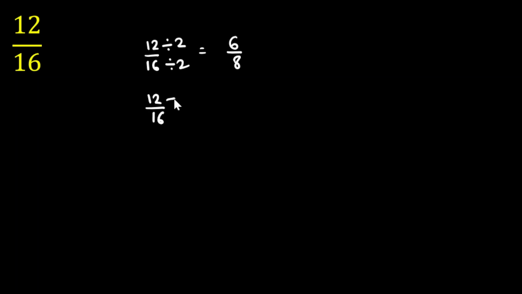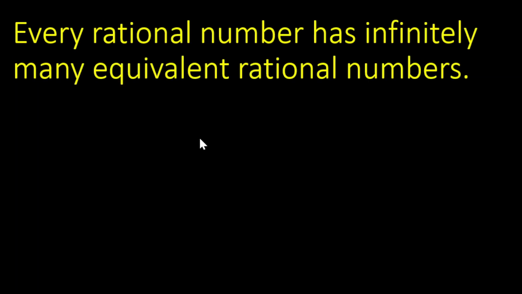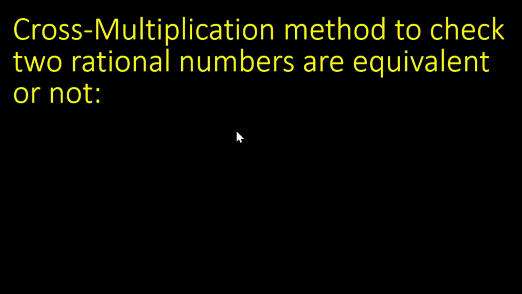Also we can divide by 4. 12 divided by 4 and 16 divided by 4. 12 divided by 4 is 3. 16 divided by 4 is 4. So 3 by 4 is equivalent to 12 by 16. Every rational number has infinitely many equivalent rational numbers. As we have taken the examples, you have understood, any rational number we take, infinitely many equivalent rational numbers can be created. If you multiply by 2, you'll get 2 by 4. If you multiply by 3, 3 by 6, 4 by 8, and so on. Infinitely many equivalent rational numbers can be created.